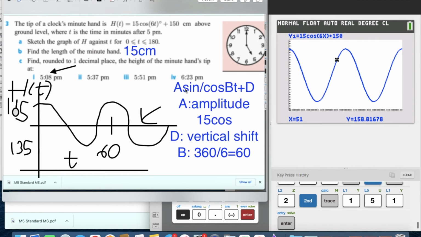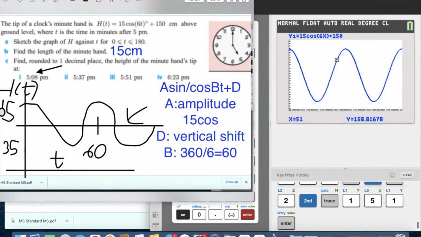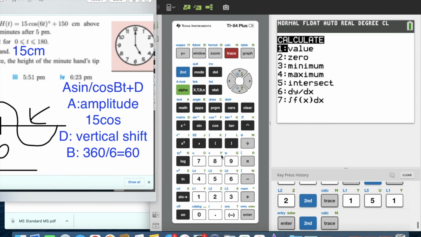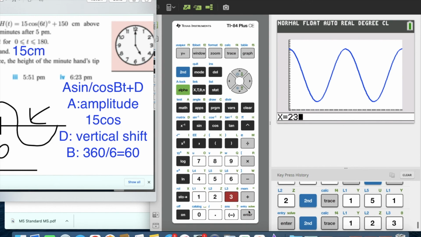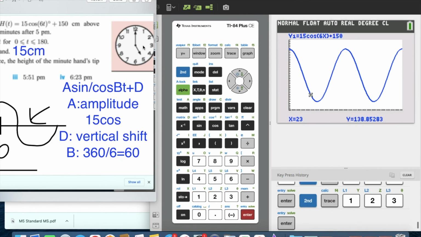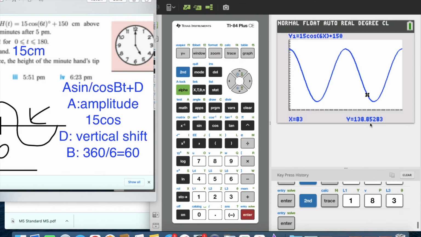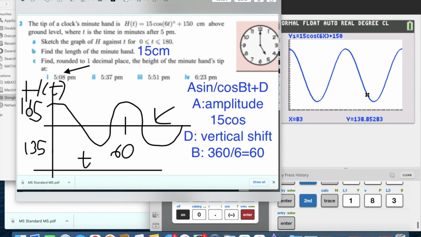6:23. Now, what you could do is you could bear in mind 6:23 is going to be 83 minutes after 5 o'clock, so you could put in 83, or you can just realise that the period repeats itself again, so you could either write 23 or 83. What we're going to do then is press second calc. I'm going to show you that 23 and 83 are the same. So 23 is going to give us the answer of 139. And let's have a look at 83. Again, 139. So you can see they're going to be in exactly the same positions, because after every hour, this clock is just going to behave in the same manner.